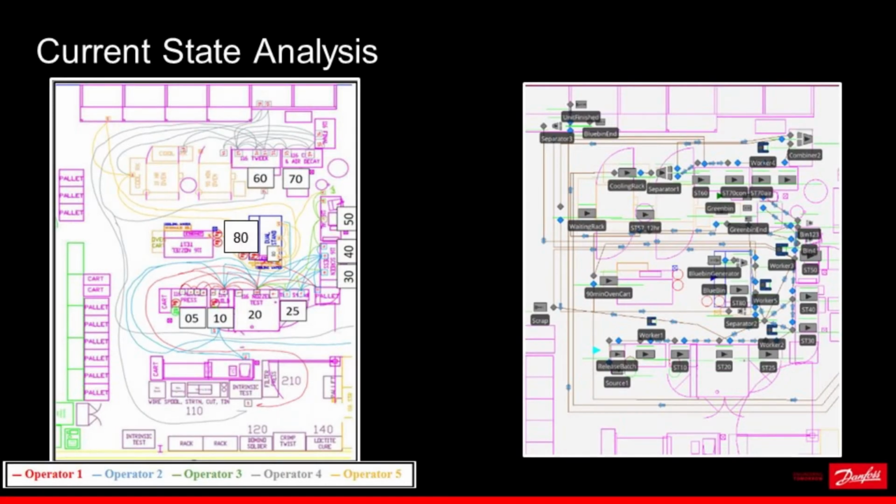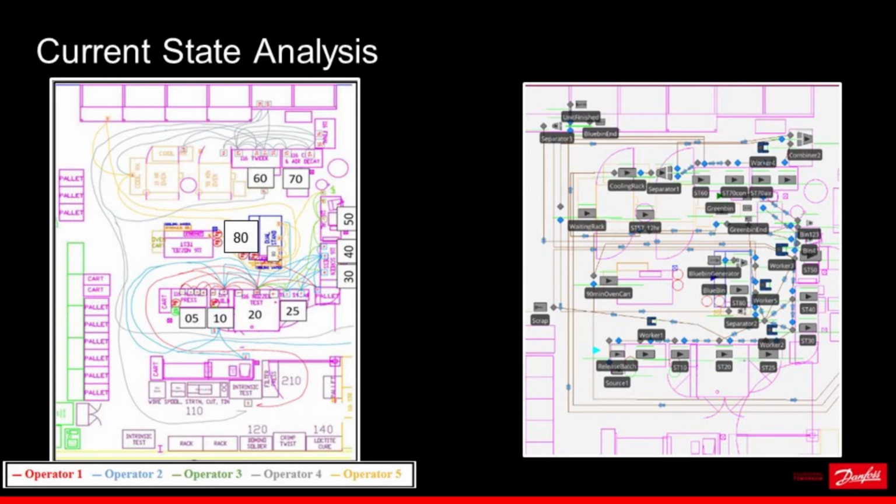During our current state analysis, we created a spaghetti diagram, which allowed us to understand the movement of operators in the system and how these operators shared their work. Using this data, we created a relationship diagram, which showed us what stations needed to be near each other and which could be separated, and this helped us generate new layouts for the system.